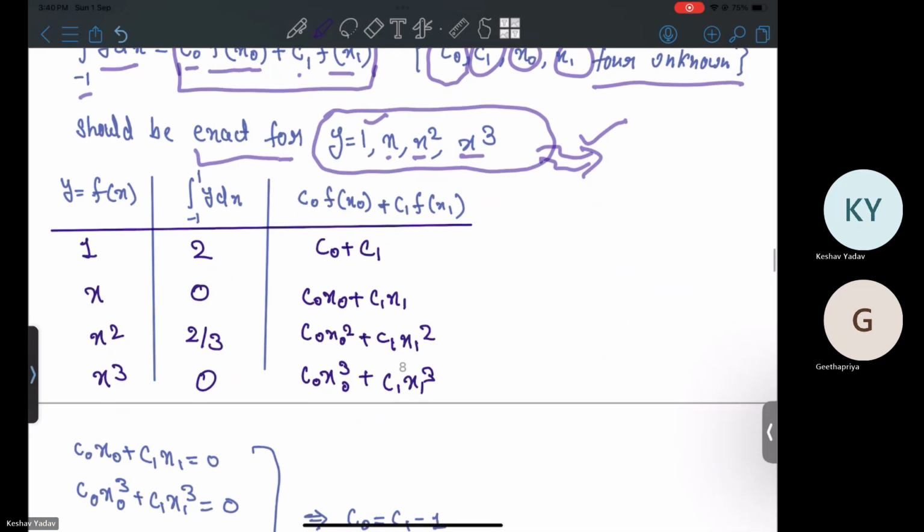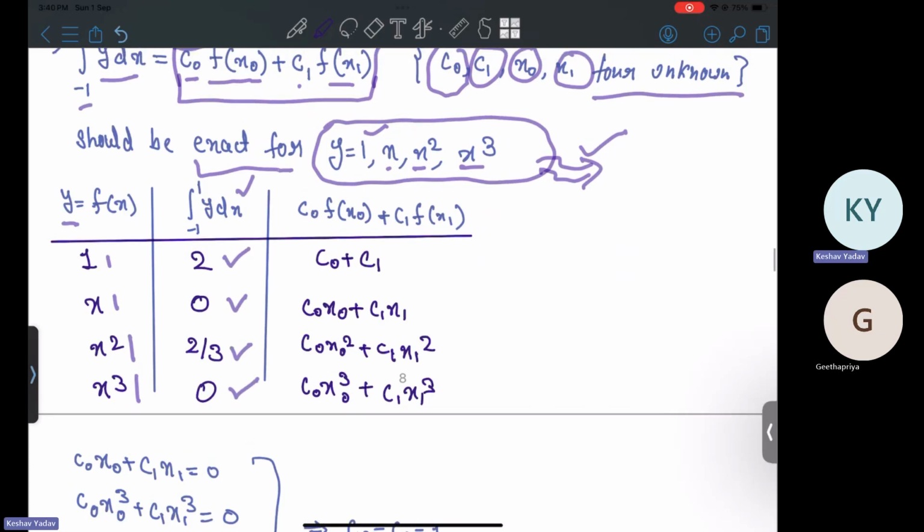Suppose y equal to 1, x, x square, x cube. Then its integration from -1 to 1 will be 2, 0, 2 by 3, and 0. Similarly, from -1 to 1, if y is an odd function, it will be 0. If y is a constant, it comes outside and the integral will be 2. You simply do the integration and you will find the values like that.